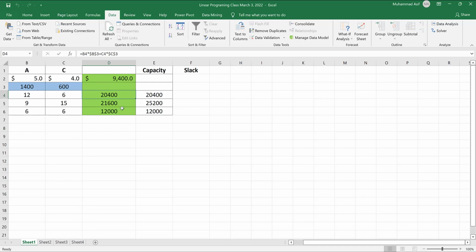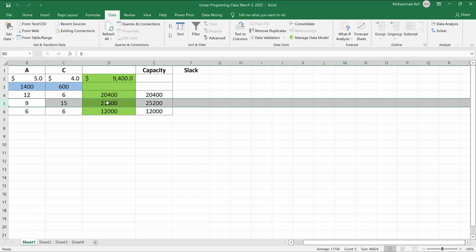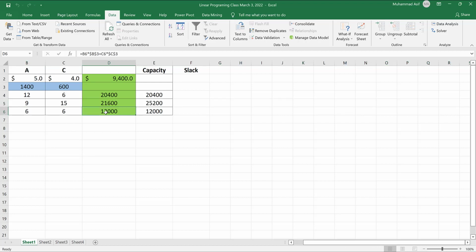In the second one, this is the sewing constraint, and in the sewing constraint the time it will take is 21,600 minutes, and the time that's actually available is 25,200, which means we have some slack here. And the last one is 12,000, the time it will take to make these numbers of footballs, and the time that's available is also 12,000, so again we don't have slack here.